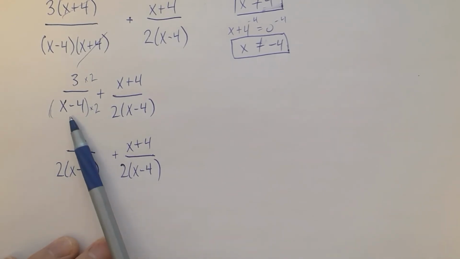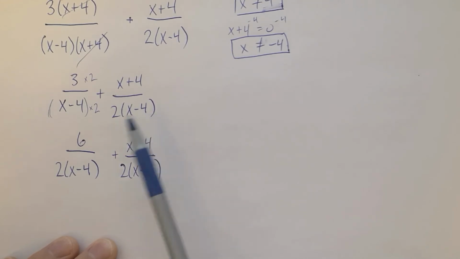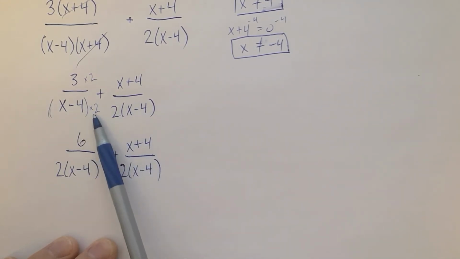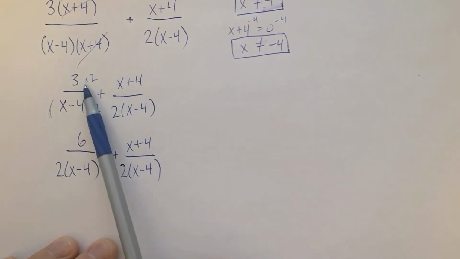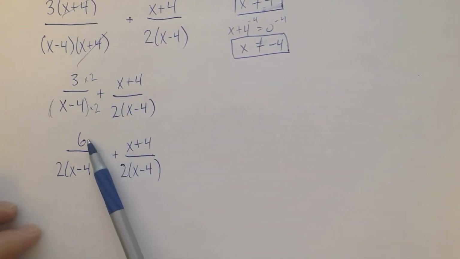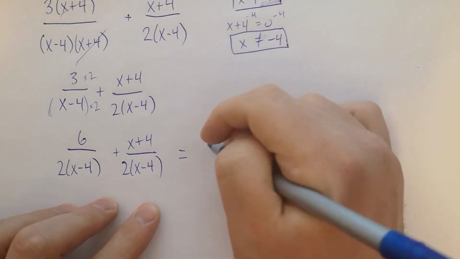I had x minus 4 on the left, and I had 2 times x minus 4 on the right. To make those match, I had to multiply the left denominator by 2. What I do to the bottom, I've got to do to the top. That's why this became a 6. Our denominators match now, so just bring everything together.